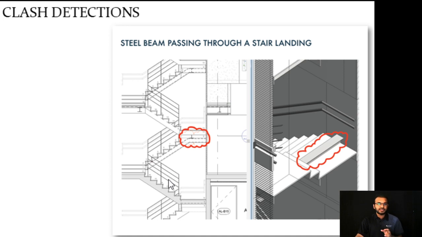So that is clash detection. There you can see a steel beam is passing through a stair landing. So this is what you can see, the clashes, and they are displaying it in that manner.